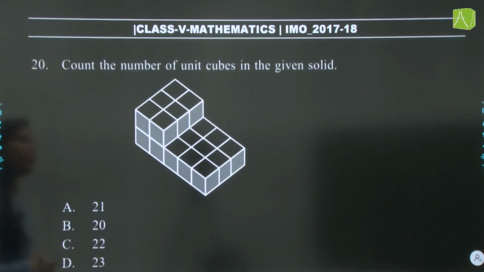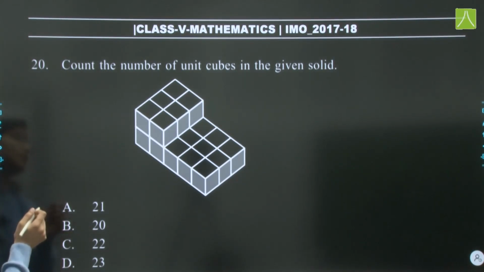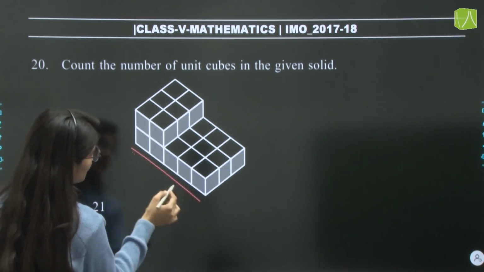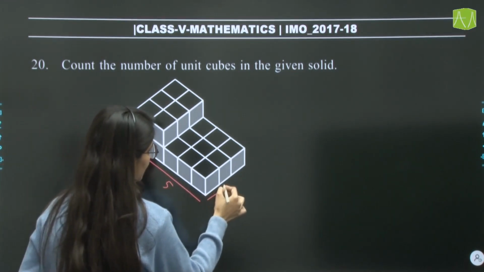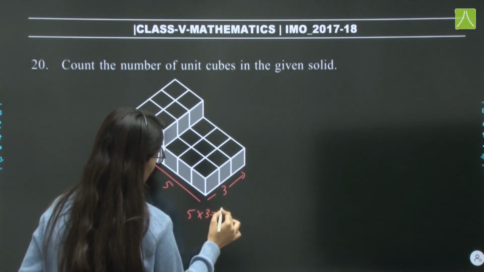Count the number of unit cubes in the given solid. We have to count the given cubes in this solid. So let's count one by one. Here you can see this is 5 and this is 3. So you can multiply it. You can get the answer as 5 multiplied by 3 is 15.